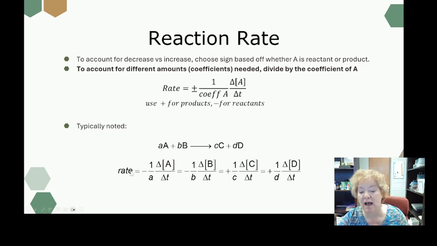So if I know any one of these, I can find the reaction rate. If I know the reaction rate, I can also find the consumption or the production rate of another substance in the chemical reaction. So I have these all set equal to each other so that I could convert from talking about one substance to talking about another substance or talking about the whole reaction.